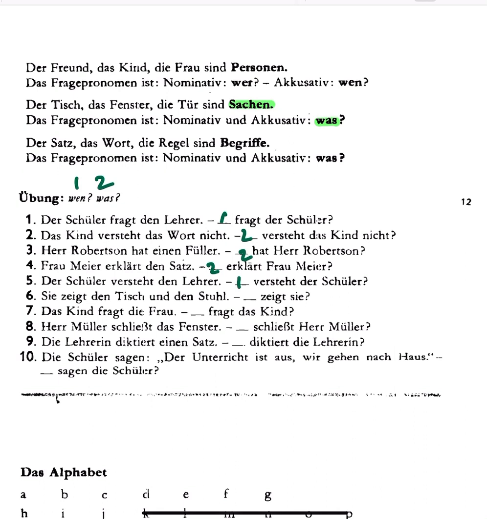Sie zeigt den Tisch und den Stuhl. She shows the table and the chair. Was zeigt sie? What does she show?